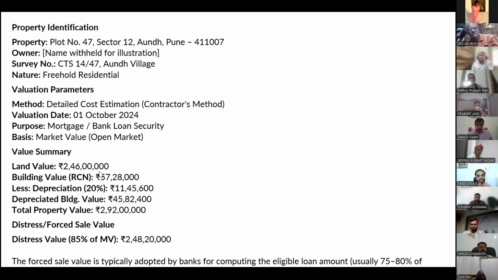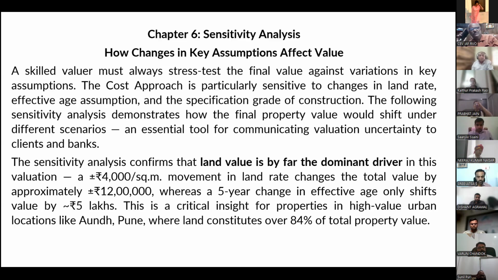So land rate is 82,000 per square meter. Land value is 2 crore 46 lakh. So if we increase the rate by 4,000 per square meter or decrease the rate by 4,000 per square meter, how will it change the value?